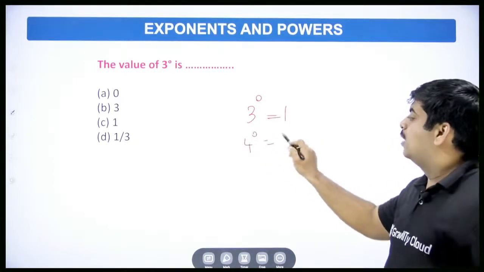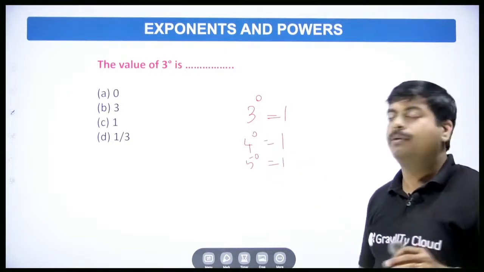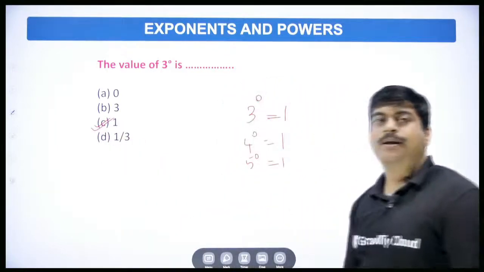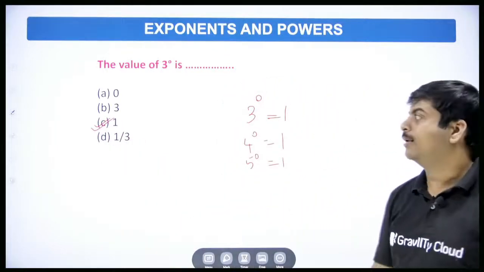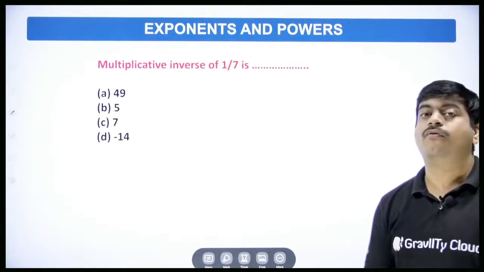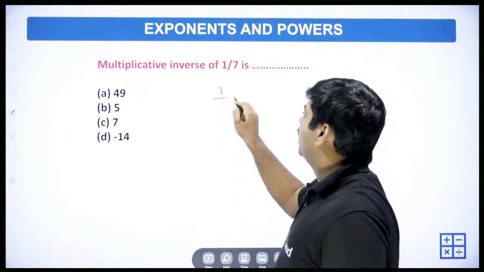4 power 0 is 1. 5 power 0 is 1. Any number to the power 0 is 1. So option C is the correct answer. Okay, so the next one, the multiplicative inverse of 1 by 7.